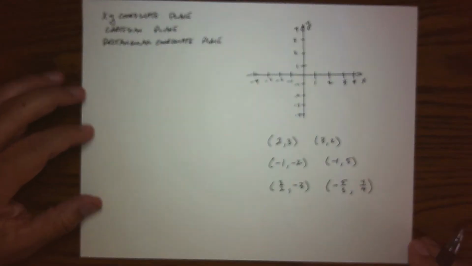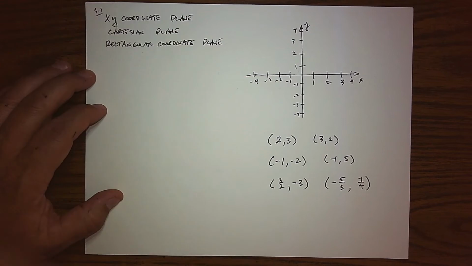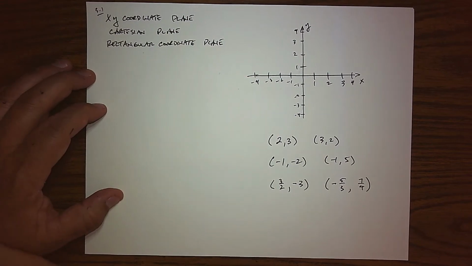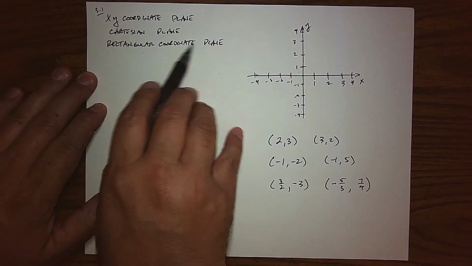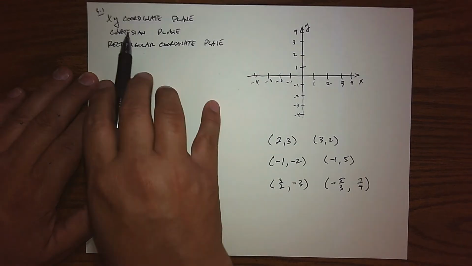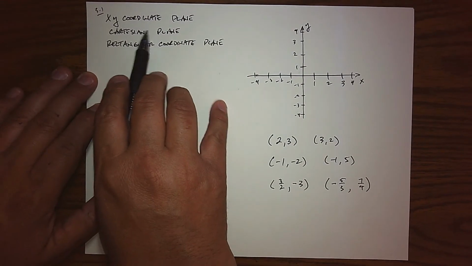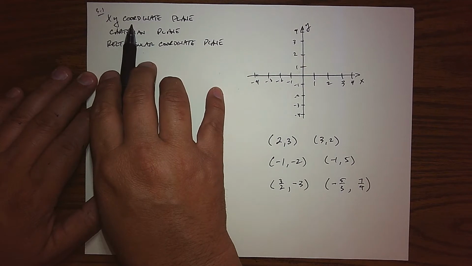Okay, so let's wrap up section 3.1 by formally talking about what is known as the XY coordinate plane. Some people call it the Cartesian plane. Some people call it the rectangular coordinate plane. It has a bunch of different names. But I'm just going to go ahead and continue to call it the XY coordinate plane.